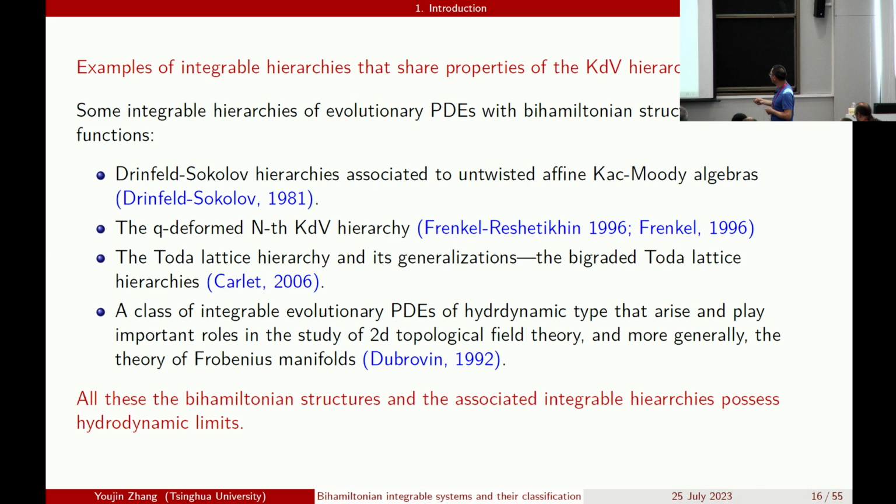Of course, for twisted affine Kac-Moody algebras, we can also define some Hamiltonian integrable systems, but we do not have the second Hamiltonian structure. And for some variant of the KdV hierarchy, we have the so-called q-deformed nth KdV hierarchy, which is in a certain sense a discrete version of the KdV, studied by Frenkel and Reshetikhin. Their studies focus on the so-called q-deformed W algebras.